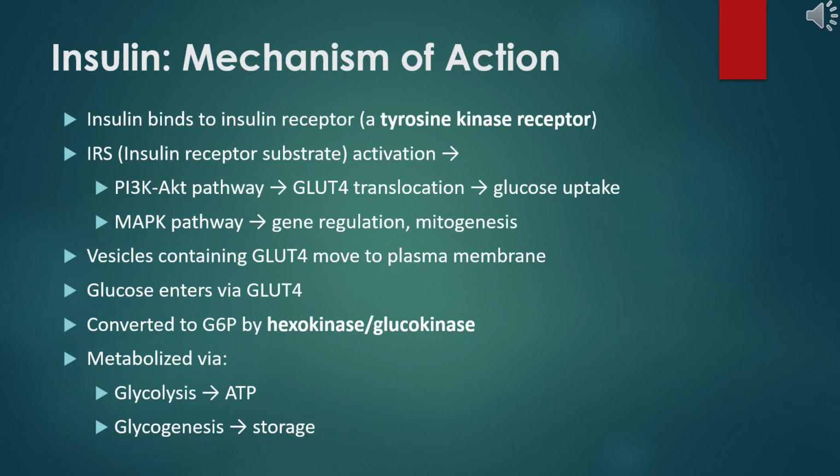Now let's move on to the mechanism of action. Insulin binds to a receptor called a tyrosine kinase receptor. This activates two main pathways. The first is the PI3K-AKT pathway, which causes GLUT4 transporters to move to the cell membrane. Glucose can then enter the cell. The second is the MAPK pathway, which affects gene expression and cell growth.